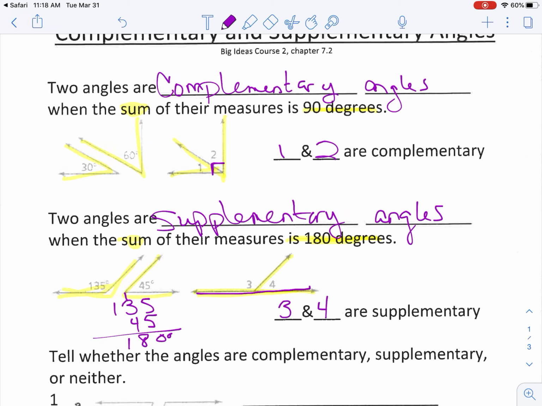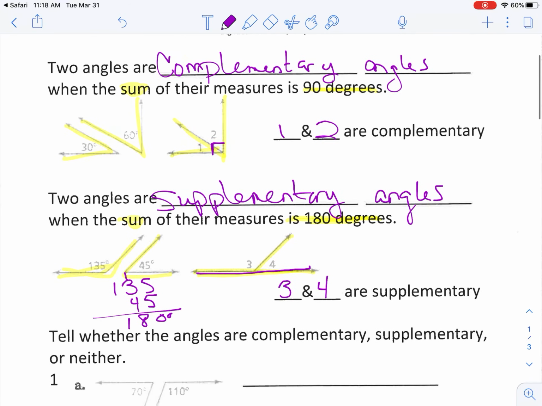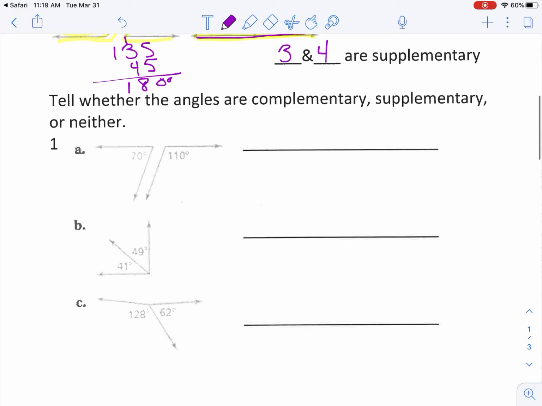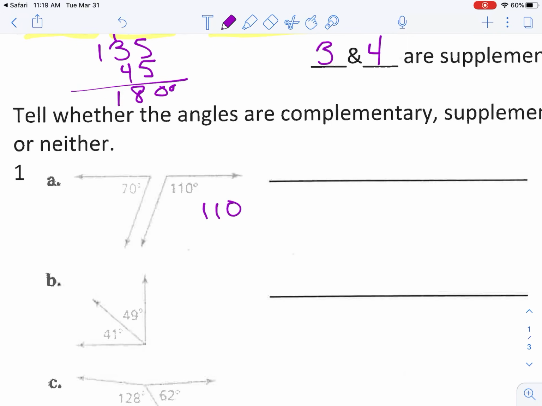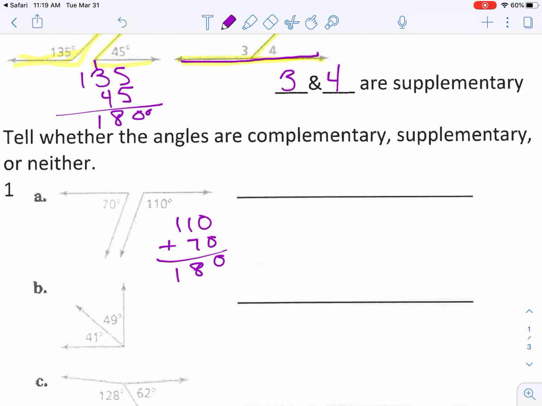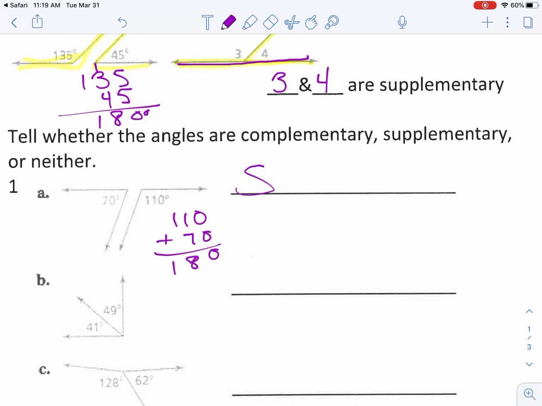Okay, so if you look at the top one, complementary angles, it's going to form that right angle, 90 degrees. Supplementary, it's going to form that straight line, 180 degrees. So A, B, and C, we're just going to tell whether the angles are complementary, supplementary, or neither. Okay, so on number 1A, I'm going to do 110 plus 70, and I get 180, which again is that straight line. So we're going to say that these two angles are supplementary.